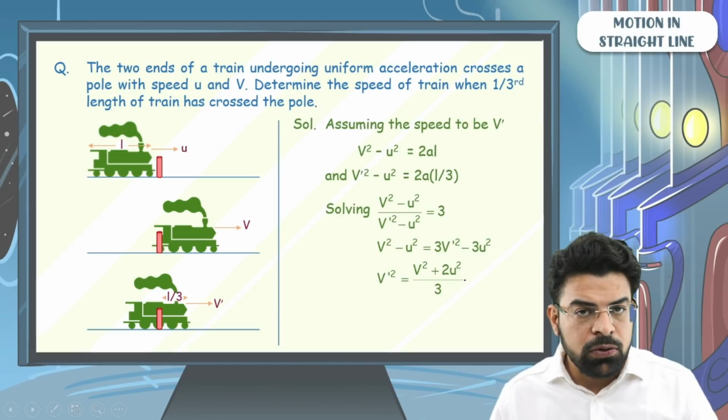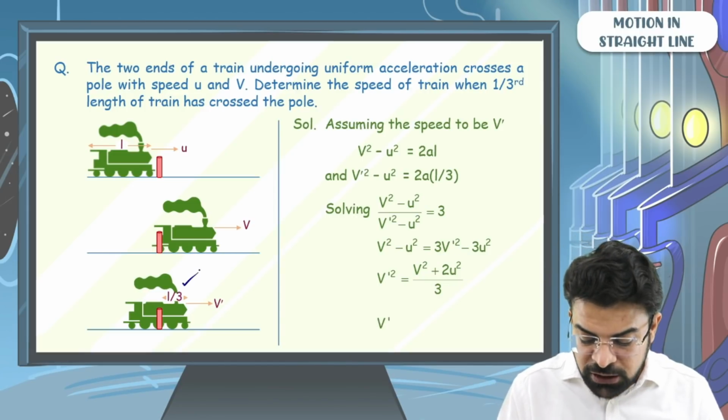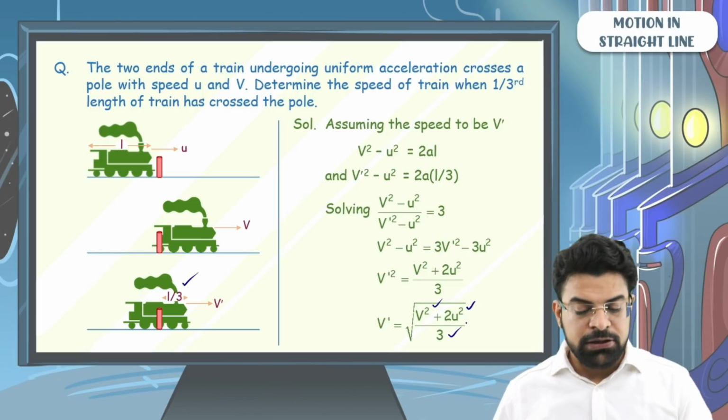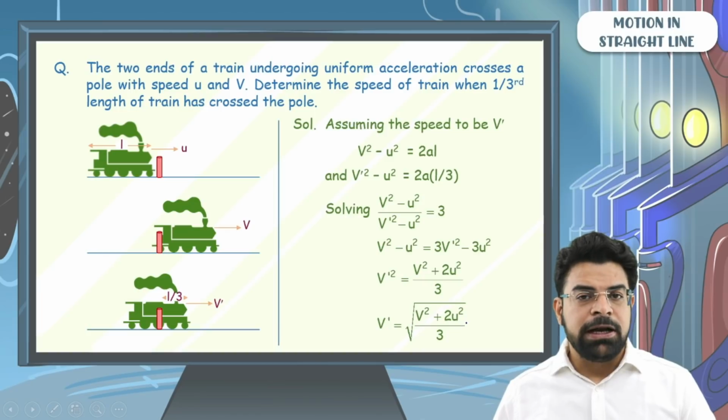Now just take the under root. So the speed after crossing 1/3 length, which is V dash, comes out to be under root of V square plus 2U square by 3. Simple question. Let's practice another one.